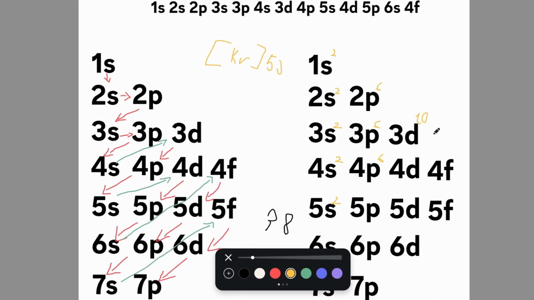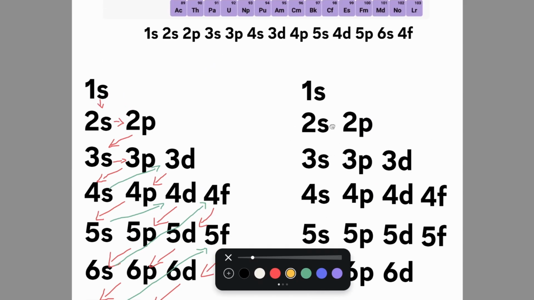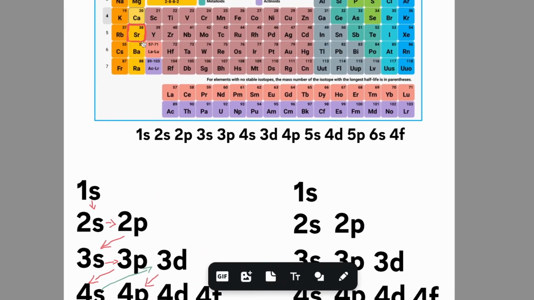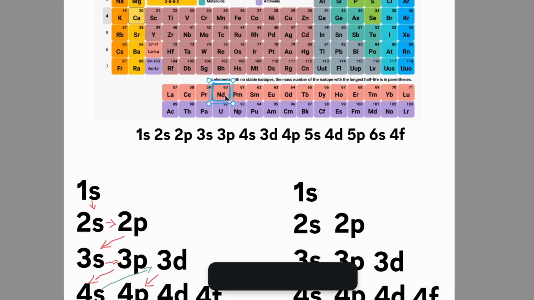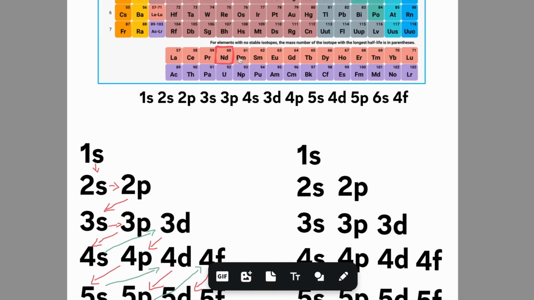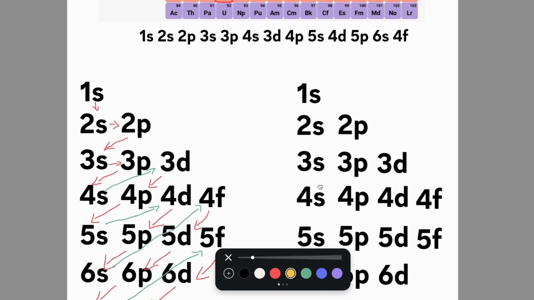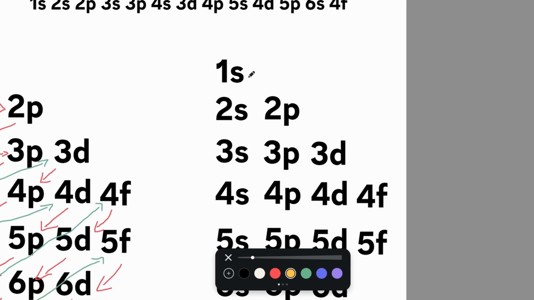All right, let's do another example. Maybe a harder one. Let's do Nd, which is neodymium. Oh, that's the thing in magnets. Okay, I didn't realize the name of that. Okay, anyway. Let's start filling again.